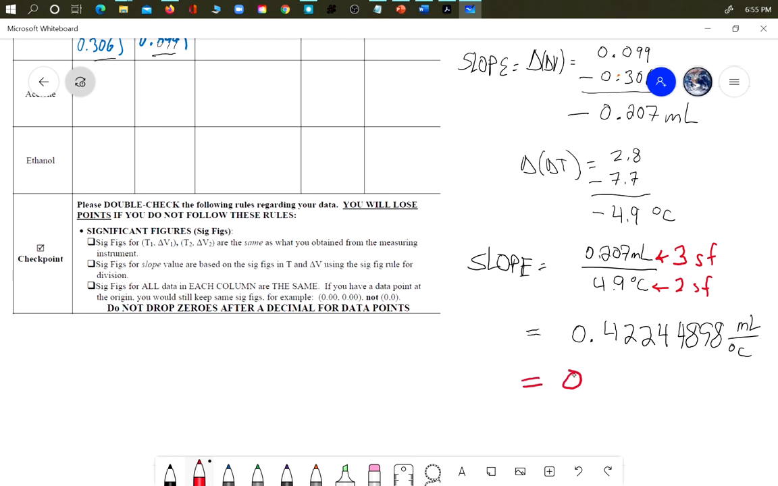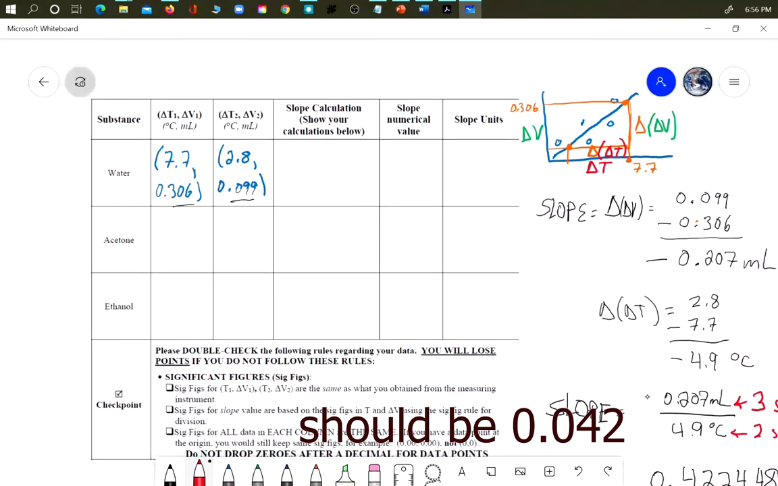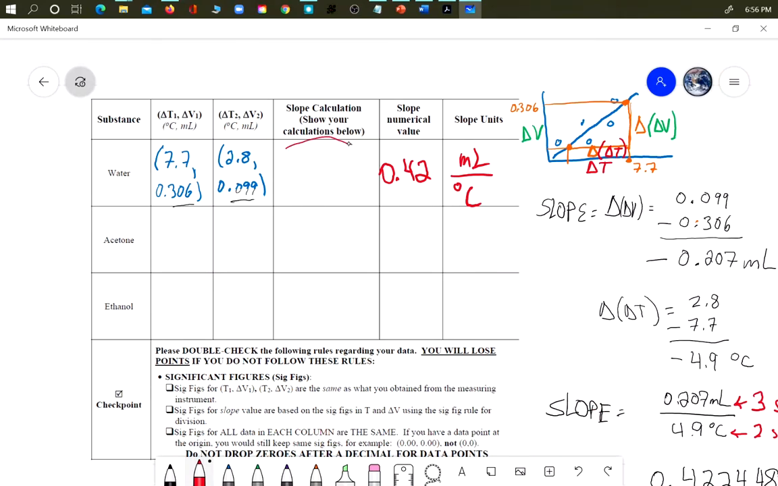So I'm going to report this, 0.42 milliliters per degree Celsius. So go back up to our table, 0.42 slope units, milliliters per degree Celsius. So your slope calculation, you can probably do it in here, or if you need to write it on a separate sheet of paper, you can include that too. But the idea is you're paying attention to significant figures. By the way, these should be delta t.